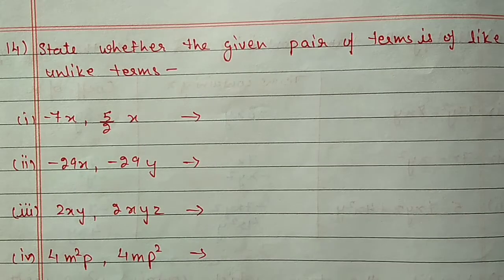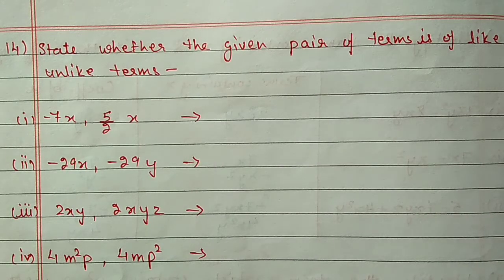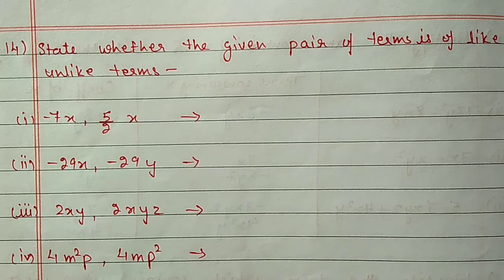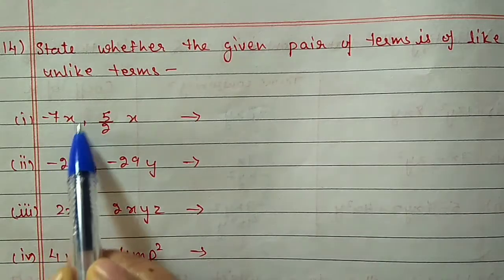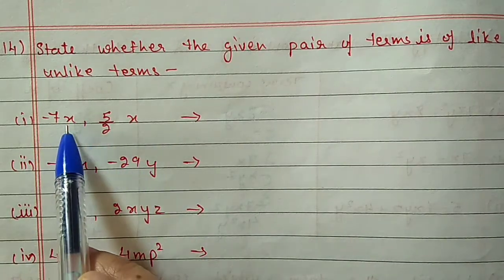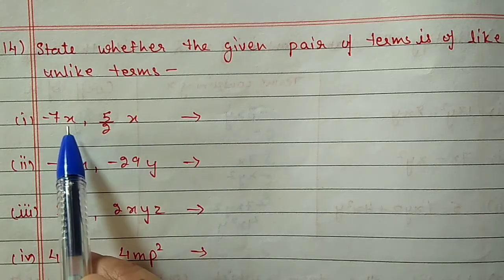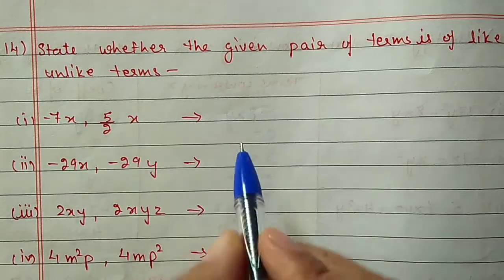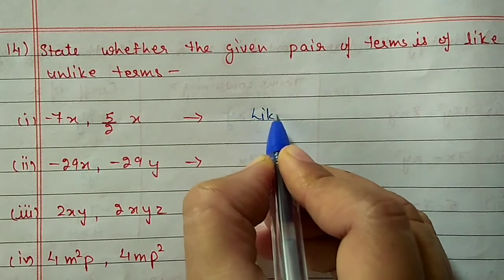Next question number 14, state whether the given pair of terms is of like or unlike. So a like term is one which has the literal part same. This variable part should be exactly the same. Number and symbol no matter, only this variable part we have to see. So you can see here we have x, it means these two are like terms.